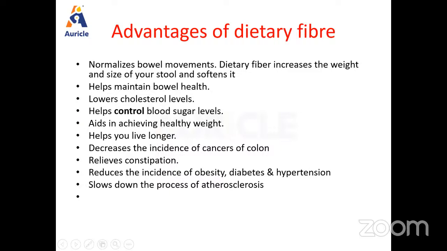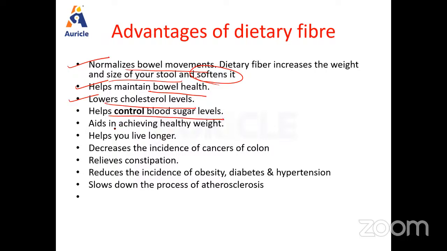One of them is that it normalizes the bowel movement. A patient who is taking a diet rich in dietary fiber will have normalized bowel movement. Dietary fibers increase the weight and size of your stool and also soften it. Any person suffering from constipation is always recommended by doctors to include dietary fibers in their diet. Also, it helps maintain bowel health, helps in lowering the cholesterol level, and also controls the blood sugar level.